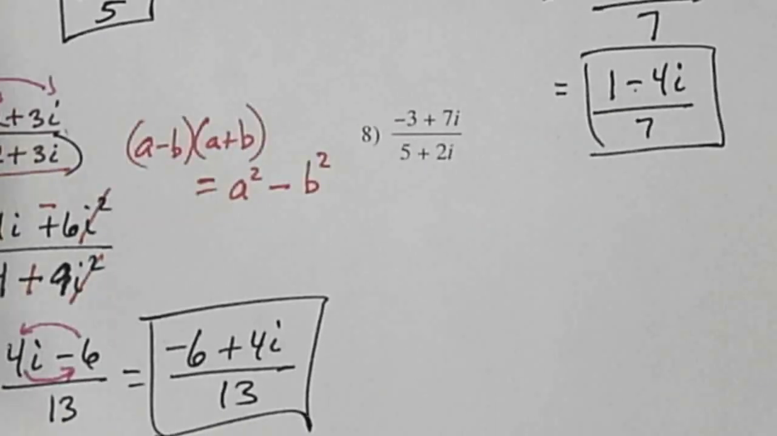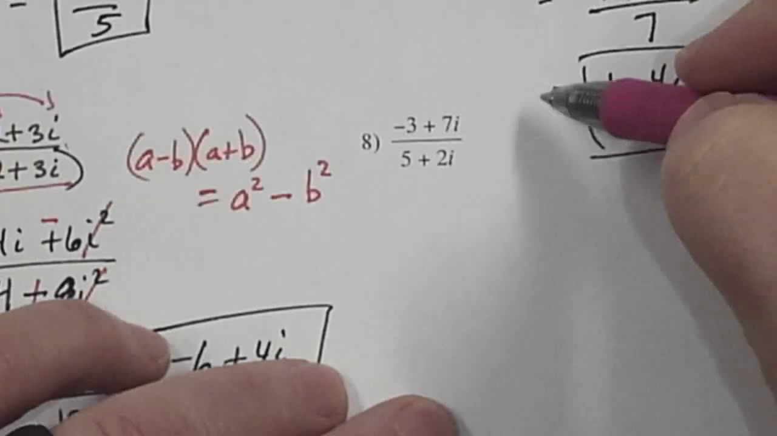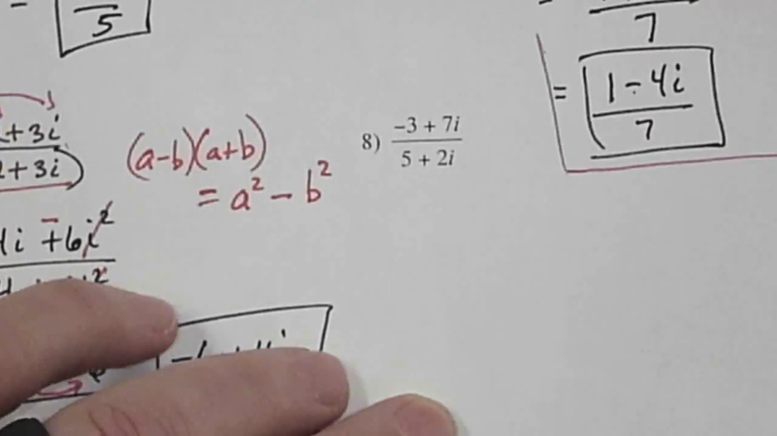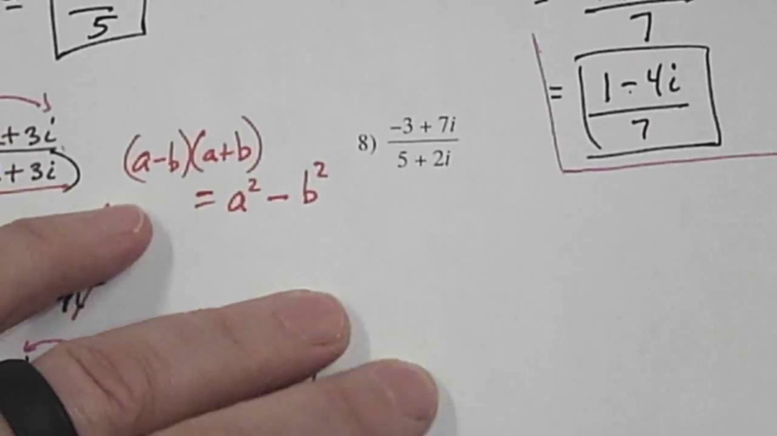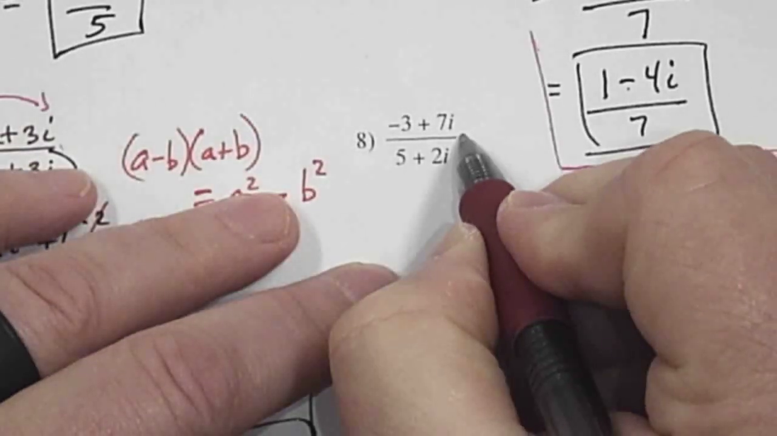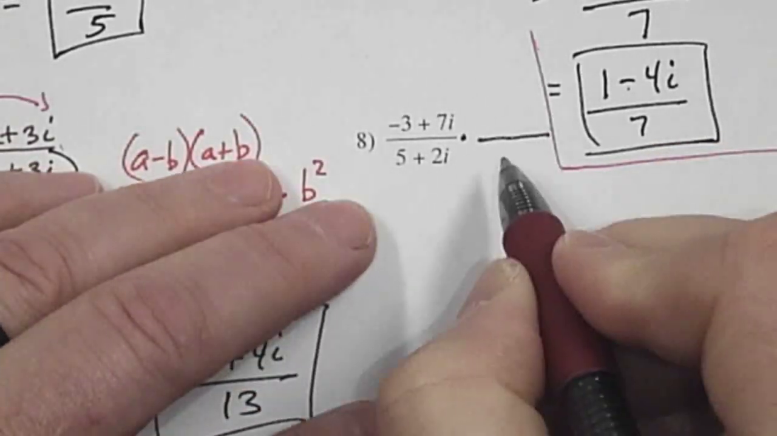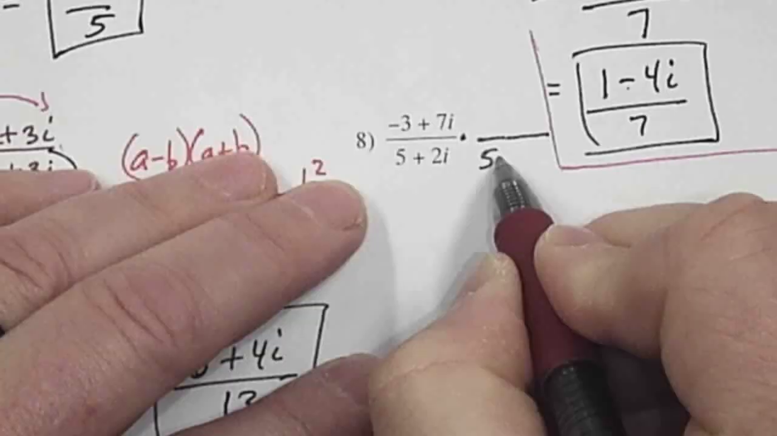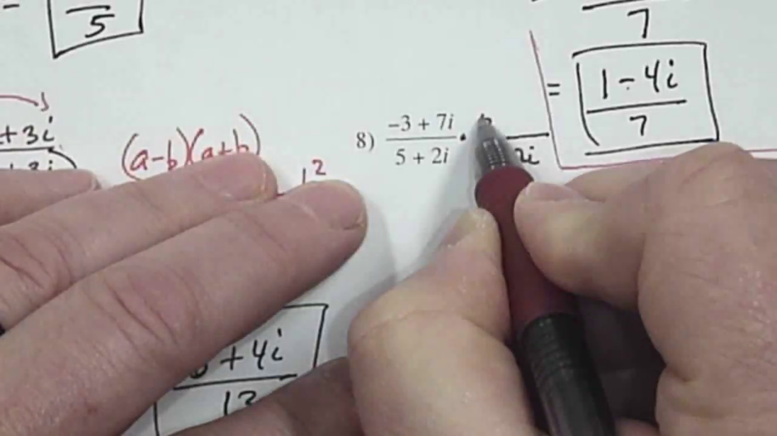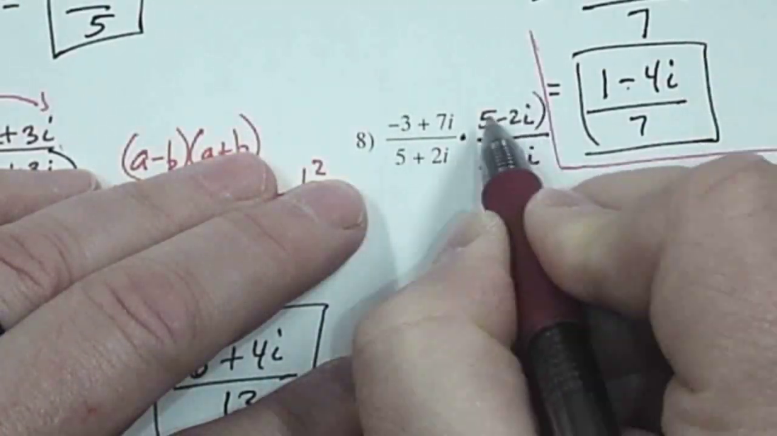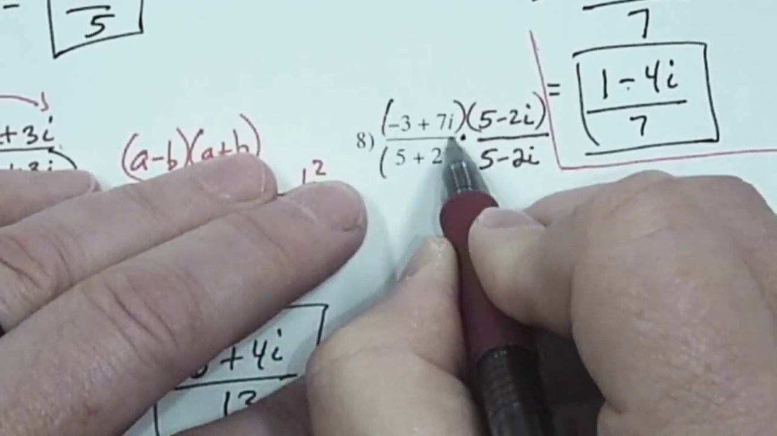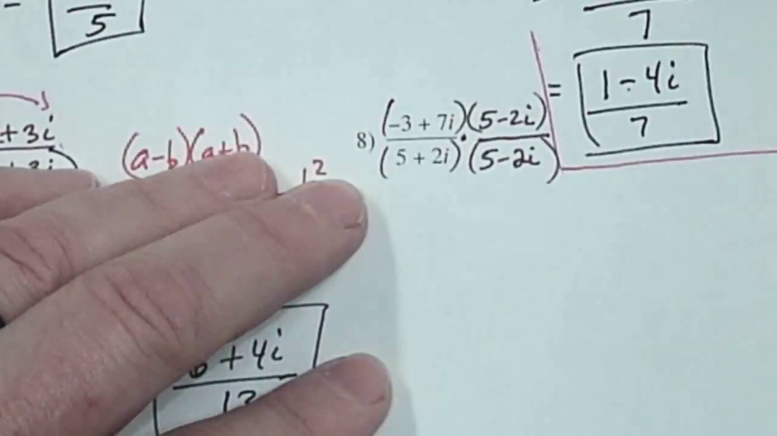All right, let's try that one more time over here. Let's kind of create a little boundary. Multiply by the conjugate. What is the conjugate? Press pause and figure it out. The conjugate is 5 minus 2i. Now, technically speaking, we should have parentheses everywhere.